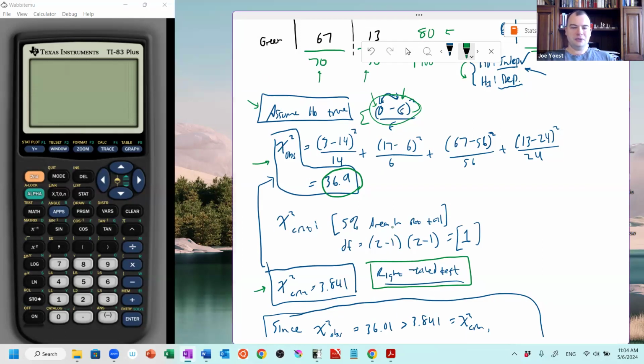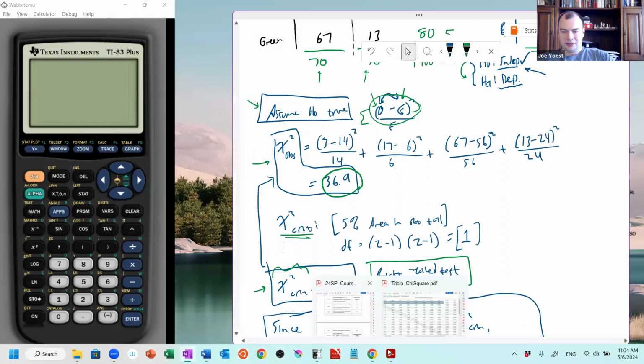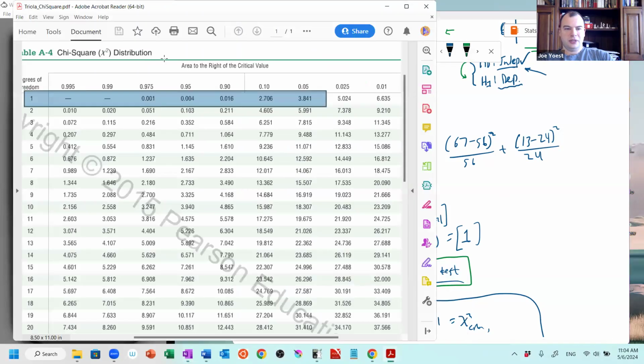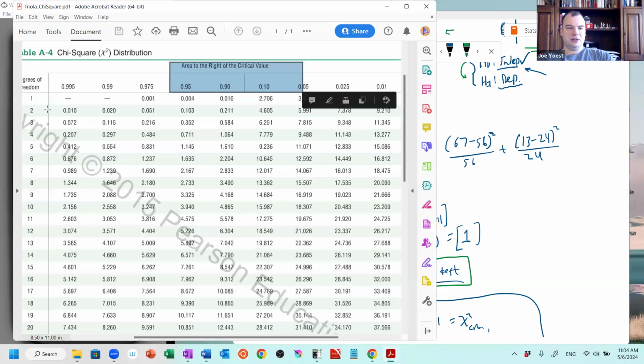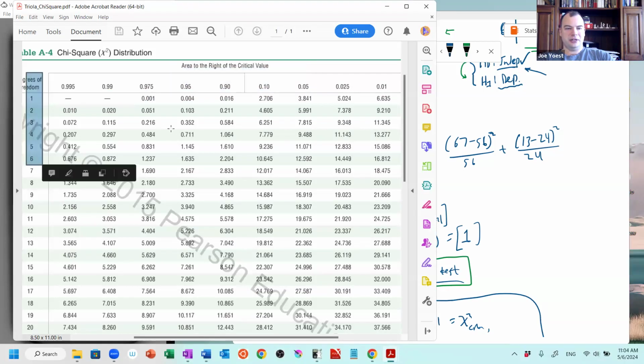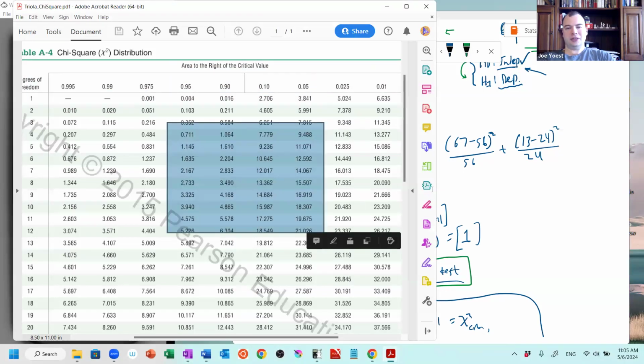We have chi-squared observed. We see that it's a right tail test. It's a one tail test. We need to figure out chi-squared critical now. So what is our critical value that we're going to test our observed value against? To get chi-squared critical, we need 2 things. We need to know the area to the right, and we need to know the degrees of freedom, and that tells us what our chi-squared critical is.